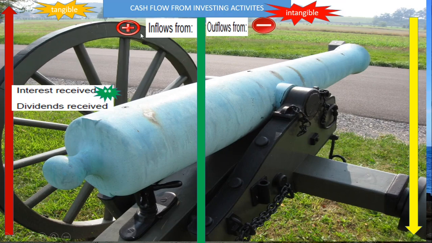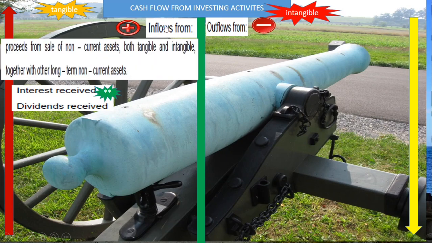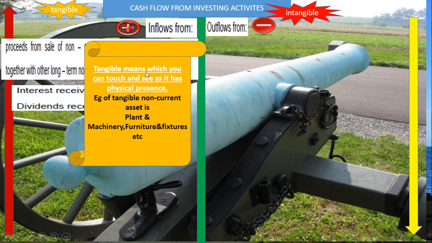Here you need to remember the inflow as proceeds from sale of non-current assets. When you sell non-current assets like plant and machinery, vehicles, furniture, etc., they will be an inflow. This includes both tangible and intangible non-current assets. Tangible assets are those you can touch and see, as they have physical presence. Examples are plant and machinery, furniture, fixtures, etc. If there's a sale, there's an inflow here. If there's a purchase, it will be an outflow.